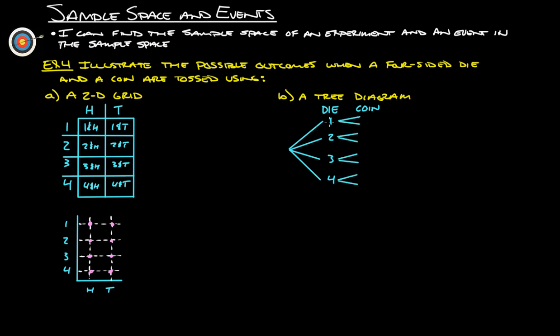Right, so if we roll a 1 on the die, on the coin we can get a heads or tails. If we roll a 2 on the die, we can still get heads or tails. 3 on the die, heads, tails. 4 on the die, heads and tails. Okay, so that's the 2 different possible outcomes, one using a 2D grid and actually a table, and then another way is the tree diagram.